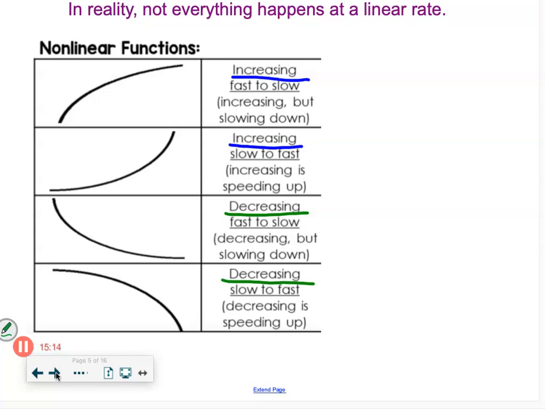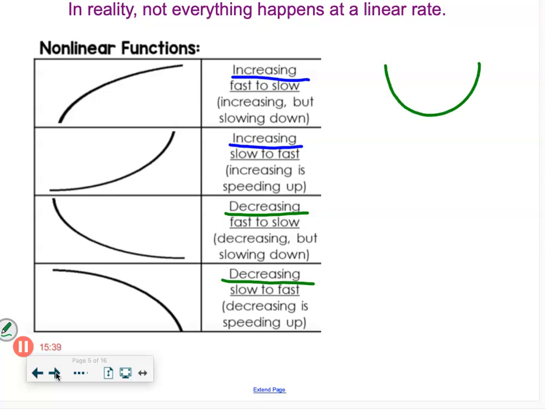Now, I taught third period some additional vocabulary to go with these curves, but I don't know if I want to teach it or not. It will never show up on a test or a quiz or anything. I'm going to show you real quick. You don't have to write this down. So if you don't want to learn this, just close your eyes for a minute.